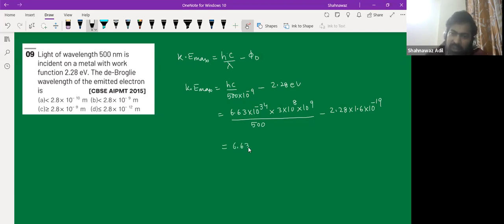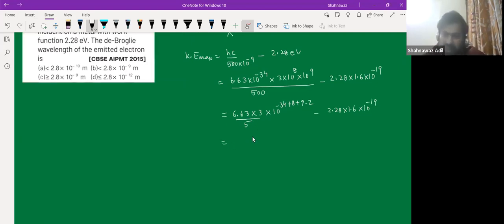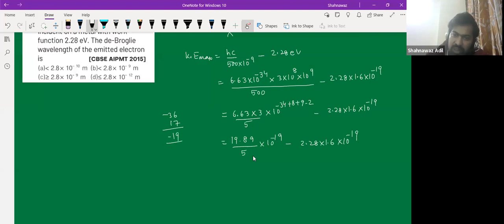So this is 6.63 into 3, and let us write all the powers of ten on the other side: minus 34 plus 8 plus 9, and the 2 taken upwards gives minus 2, divided by 5, minus 2.28 into 1.6 into 10 to the power minus 19. 3 3s are 9, 3 6s are 18, so 19.89 by 5 into 10 to the power minus 17.